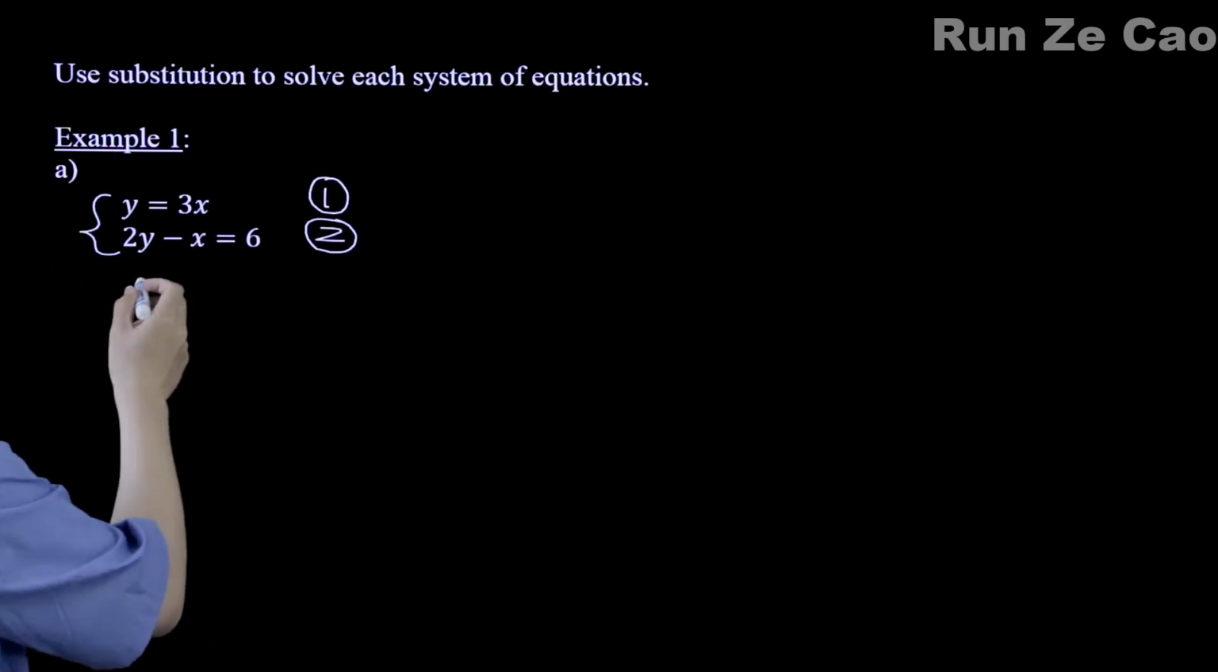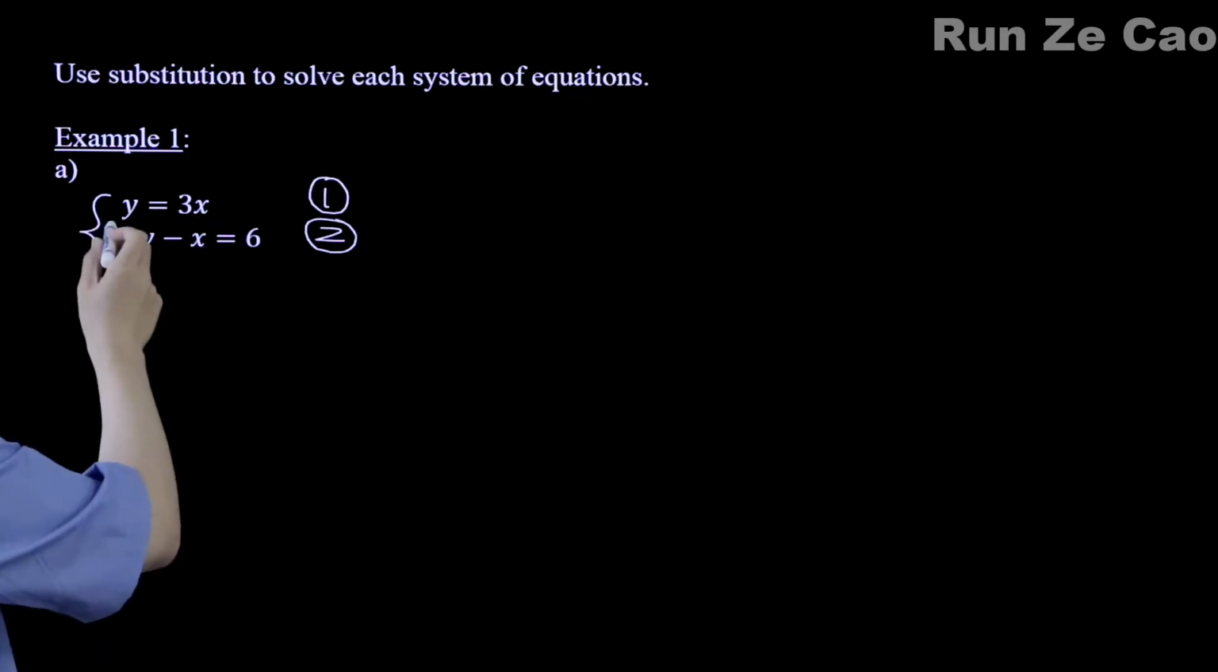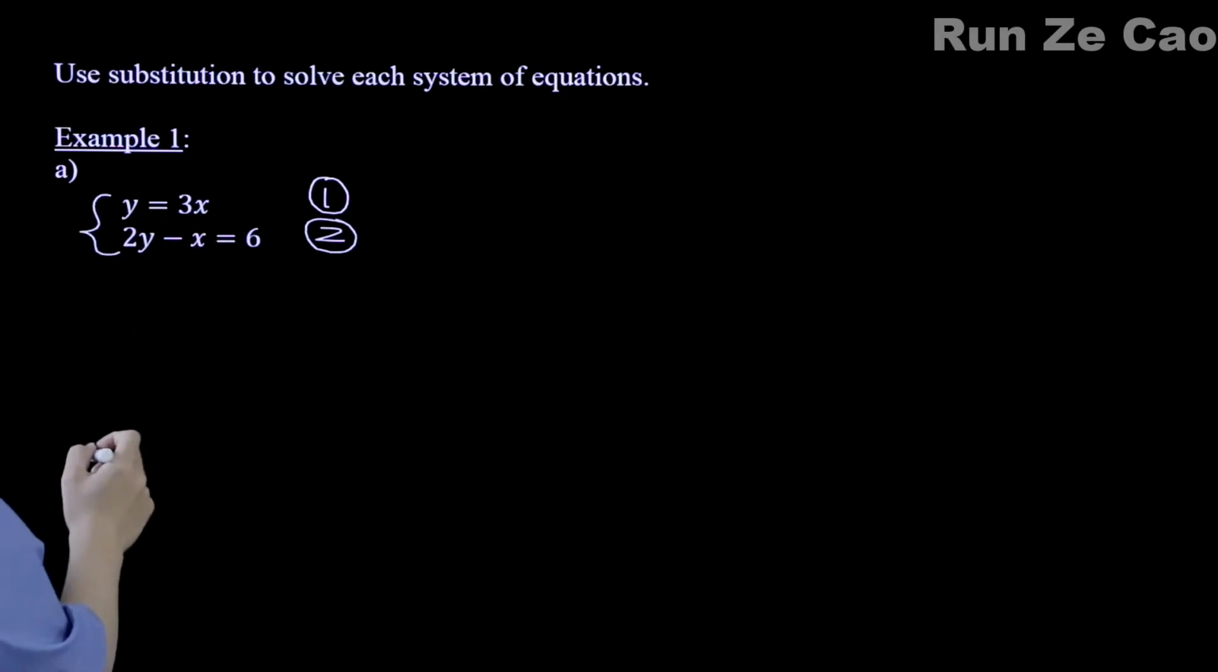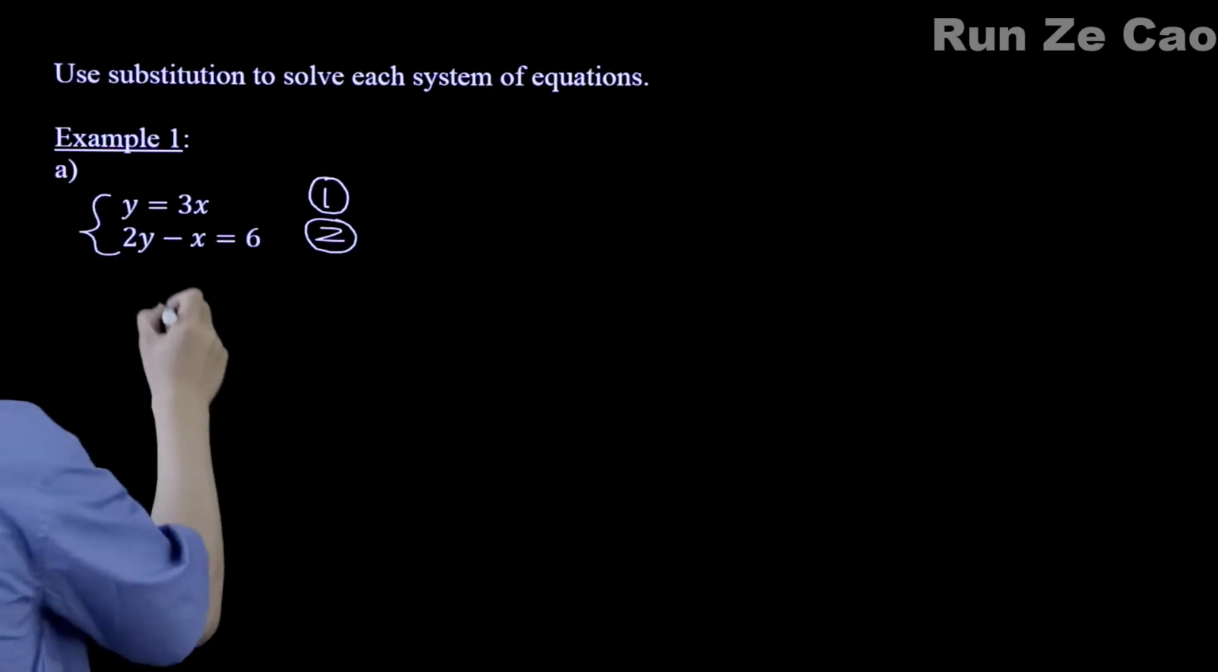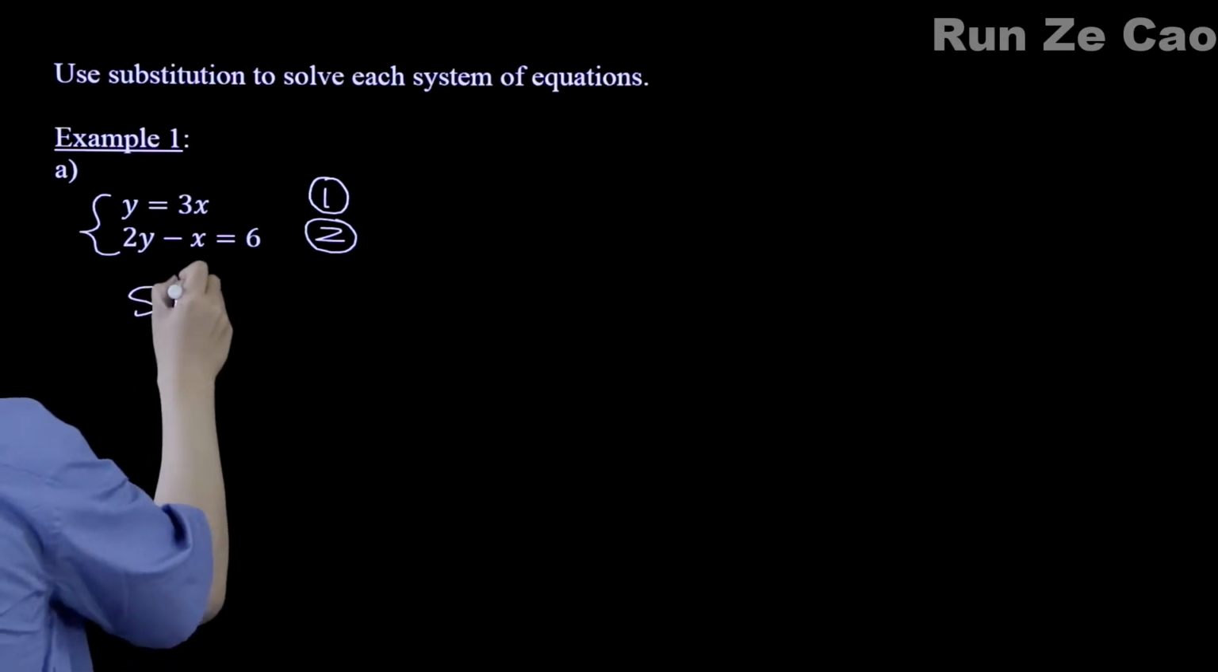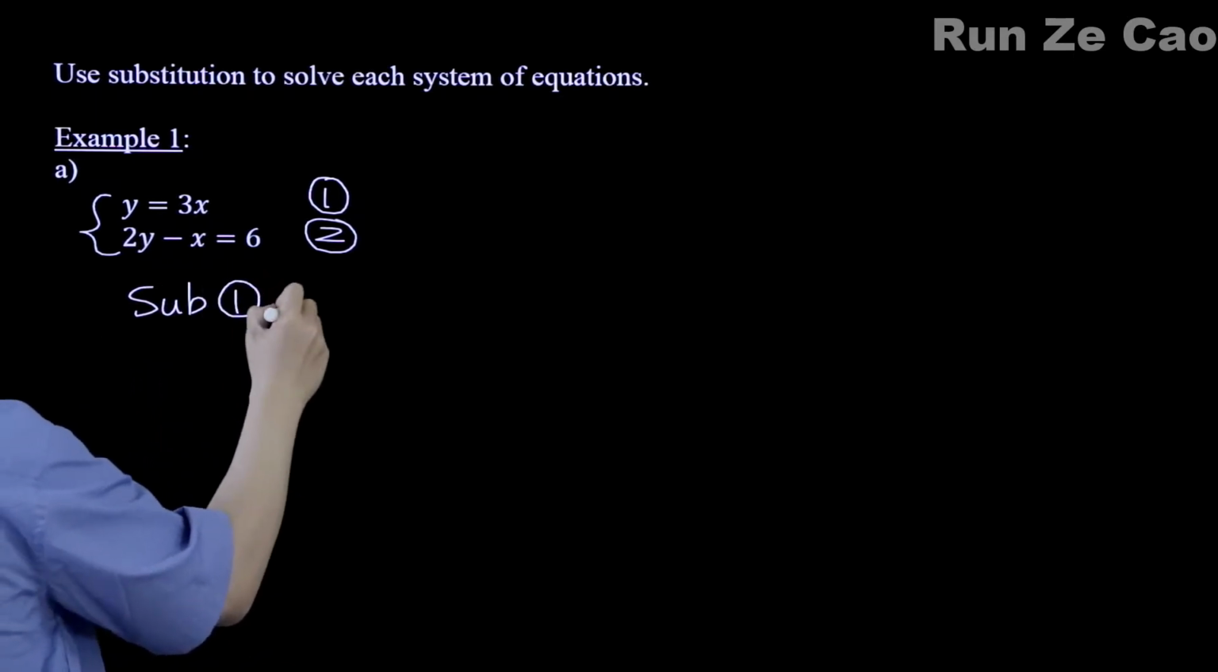So, here we have 1. y equals 3x. We substitute this into 1.